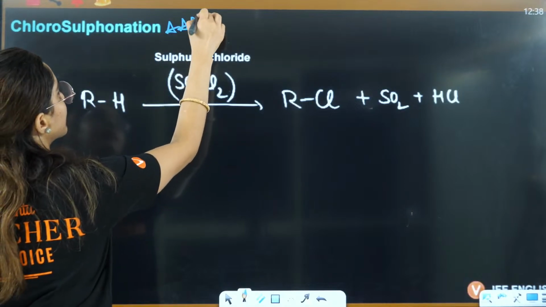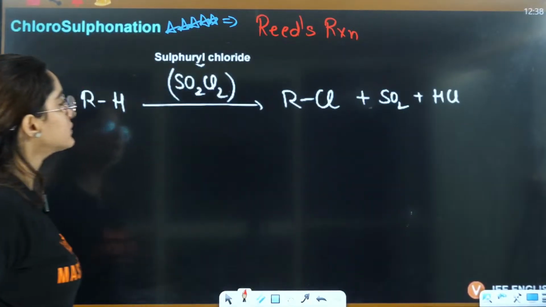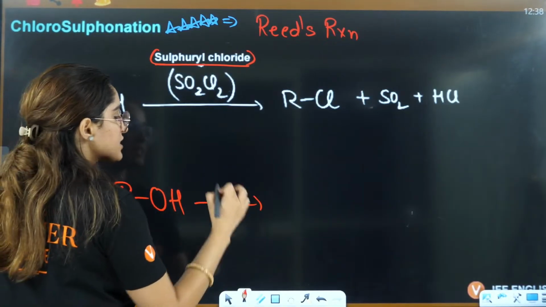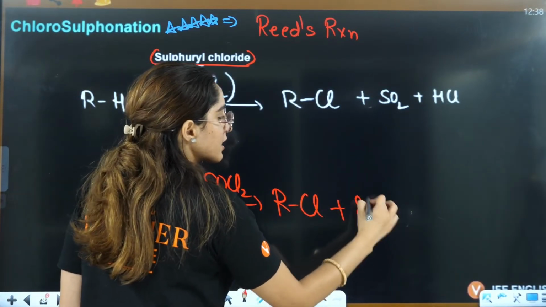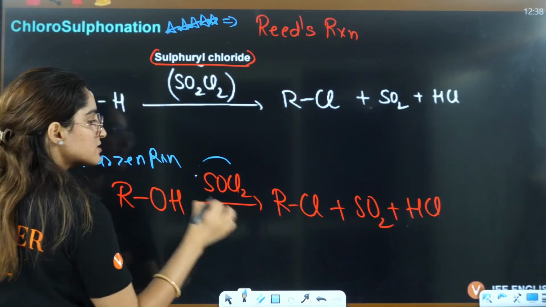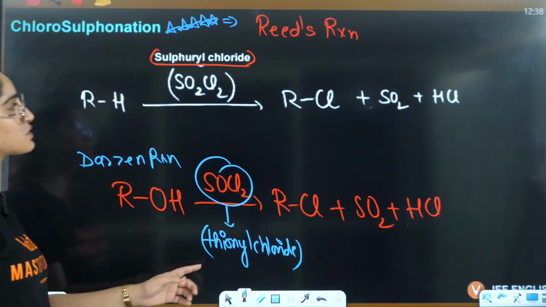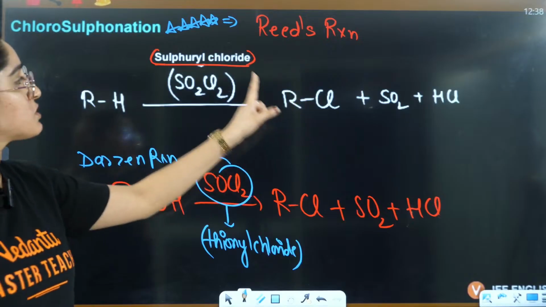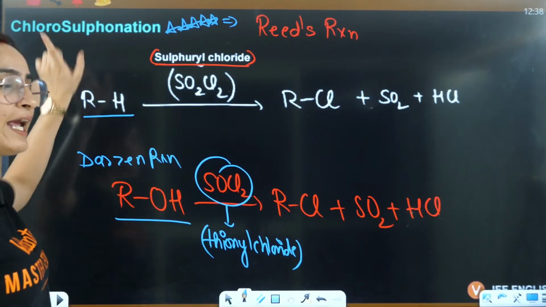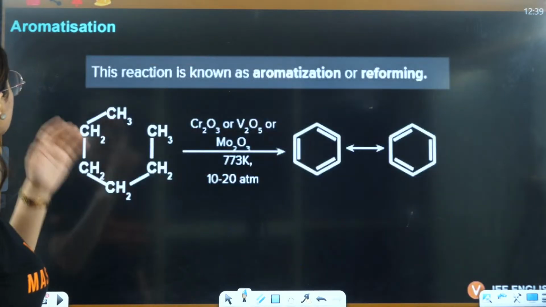Now this is one of the most important reactions. Can you name this? This is Reed's reaction. The thing that you use here is sulfuryl chloride. I know you are getting confused. There is also one reaction where ROH reacts with SOCl2 and you have the formation of RCl, SO2 and HCl. That is called Darzens reaction, and the thing we use there is thionyl chloride. Here we are using sulfuryl chloride. Here we are using alcohol, here we are using alkane. So remember the difference. In case of alkane to alkyl halide, we use sulfuryl chloride, SO2Cl2, and that is called Reed's reaction.